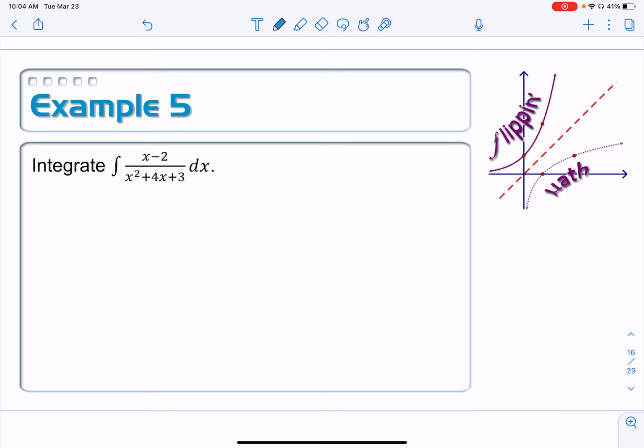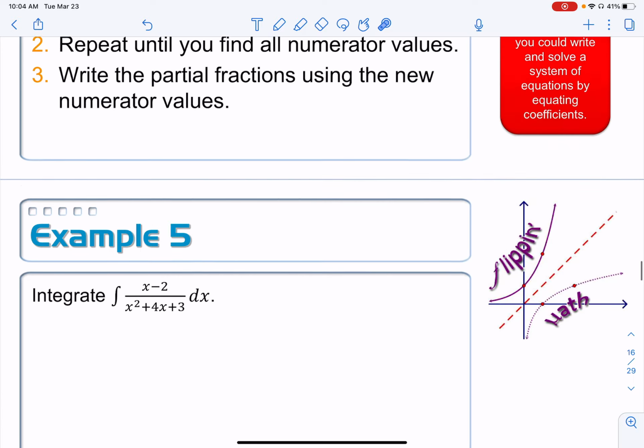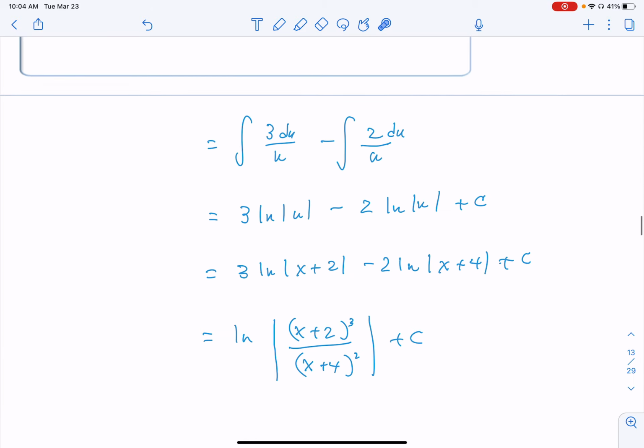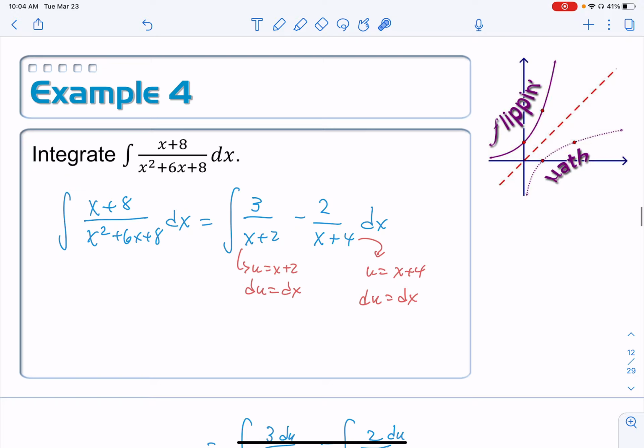On example 5, we want to integrate x minus 2 over x squared plus 4x plus 3, integrate with respect to x. So notice, of course, that the degree of the bottom is 1 smaller than the degree of the top. So it is in the kind of form of the one that we were just working with. We have linear on top, we have quadratic.